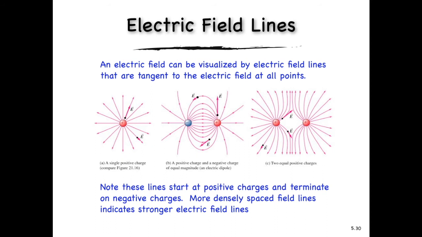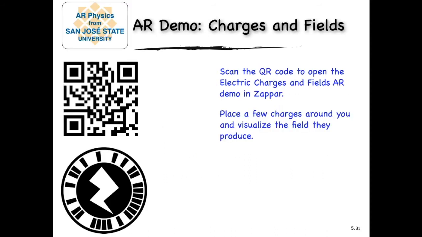Okay, so let's play around with these field line diagrams a little bit. I'm going to give you a chance to make your own in 3 dimensions around you. If you pull out your phone and scan this QR code, you can use your camera app to do that, and it will take you to the Zapper app that you should have downloaded last time. If you didn't, you'll be prompted to download it from the App Store.